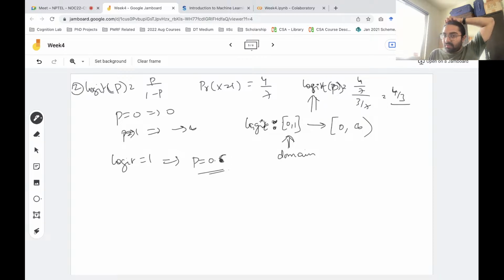right? So when you have complete uncertainty, for example, if you have two alternatives and p is equal to 0.5, so you have no inkling whether it's on this side or the other side, at that time logit is equal to 1. Anyway, so that's the logit function.